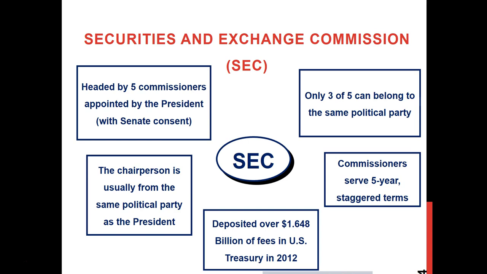The SEC is composed of 5 divisions and 23 offices. You need to be familiar with these 5 divisions, and you will also learn that all these divisions have heads, and these heads are appointed by the President of the United States, and they serve 5-year staggered terms. No more than 3 of these individuals can belong to the same political party. And the chairman is usually from the same political party as the president.